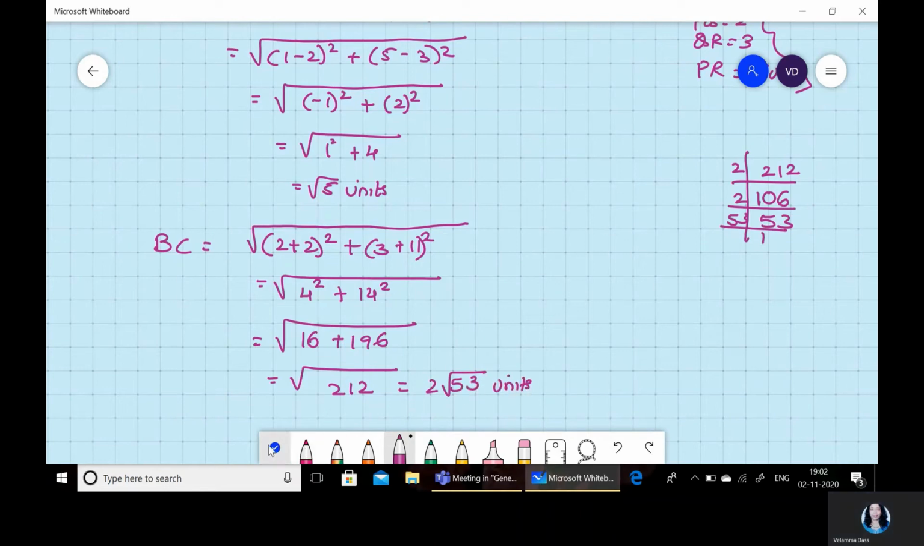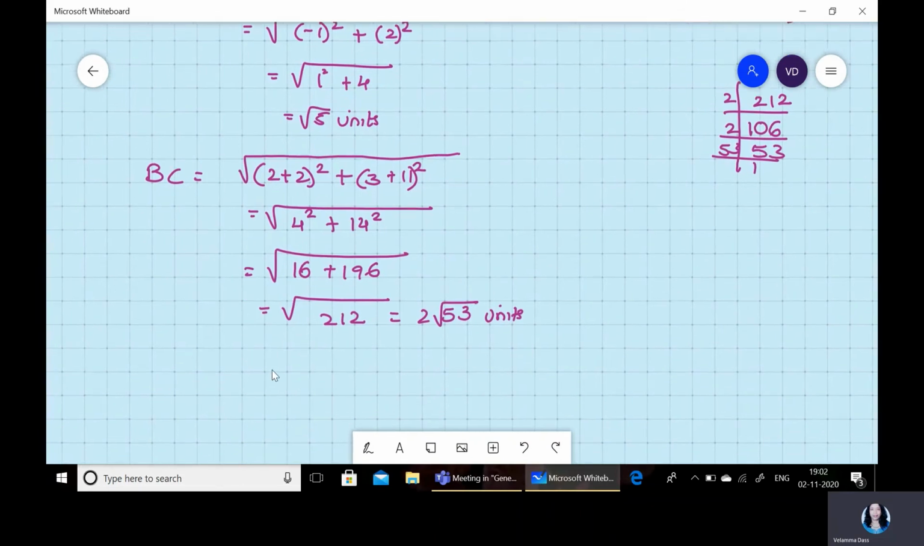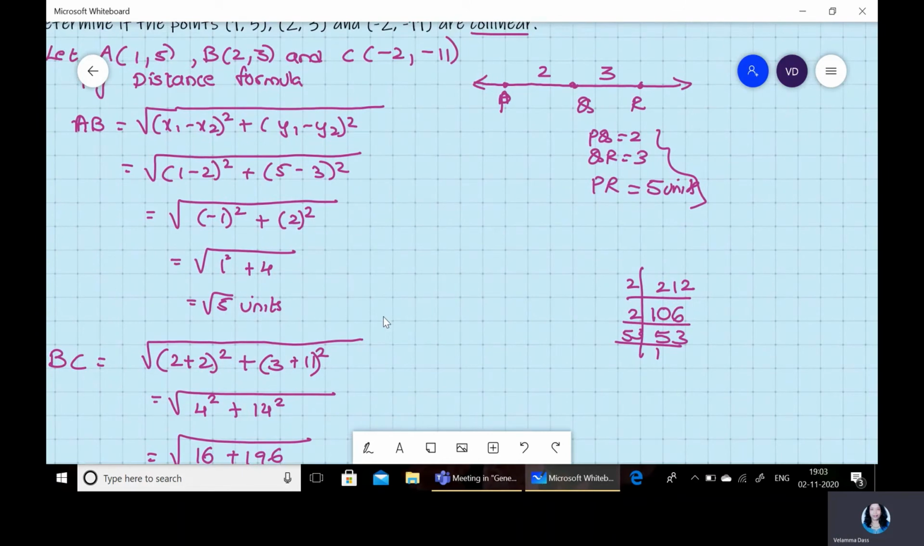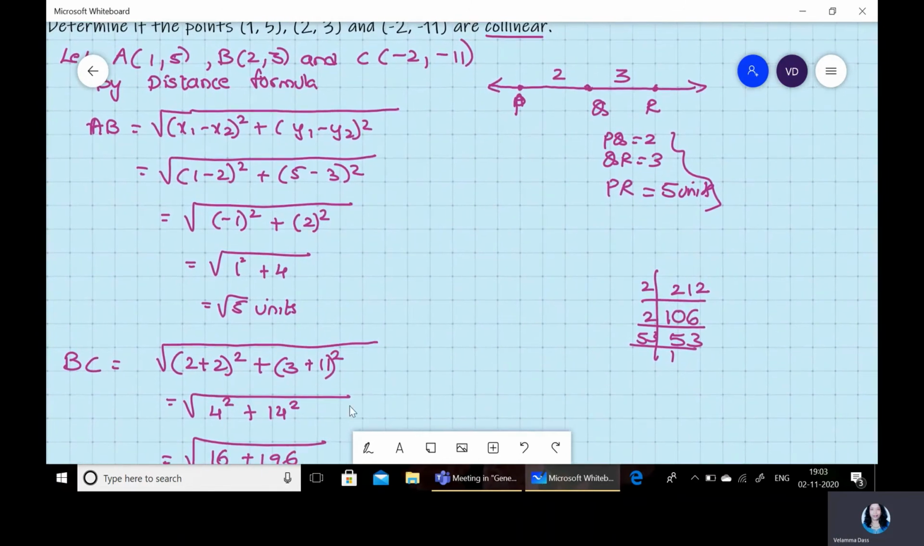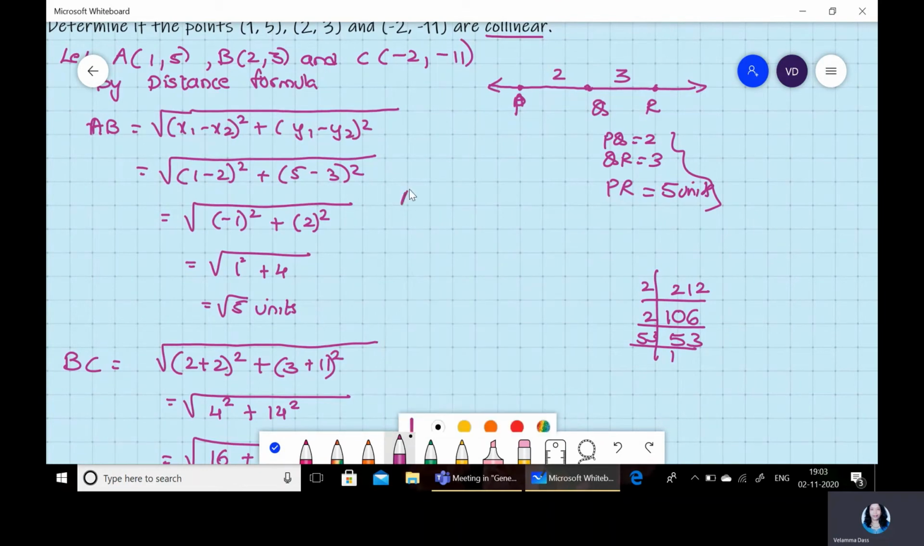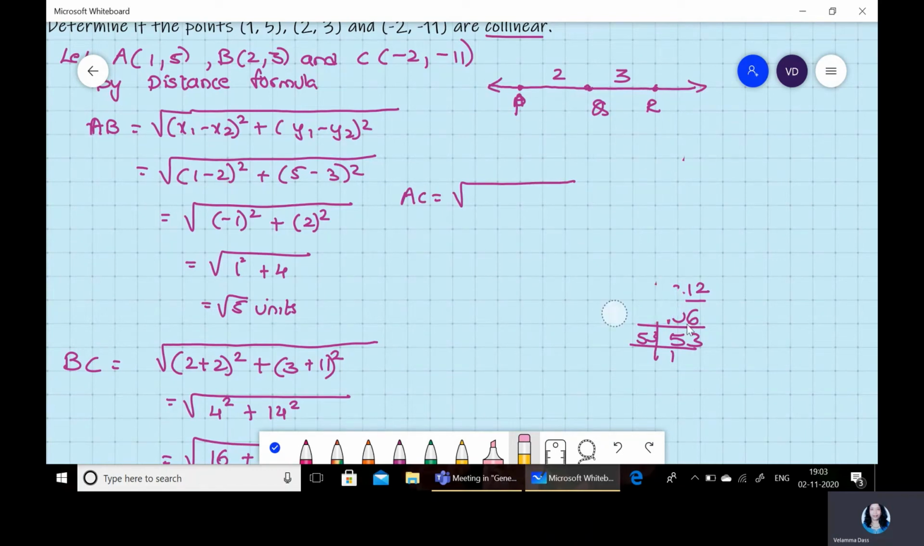Next, we'll find out what AC is. Let's take the coordinates down so that it becomes easy. We'll find AC here so that we can see the coordinates also. So here we'll find our distance AC. I'll just erase so that we get the space.